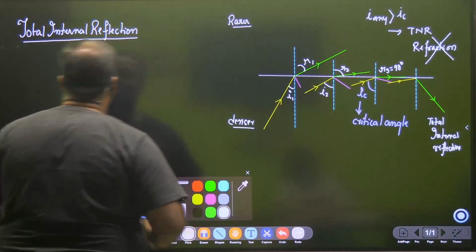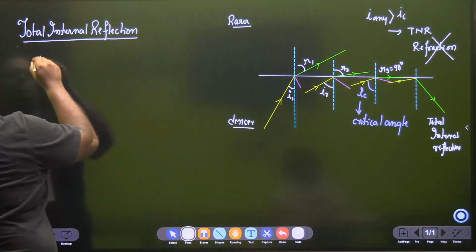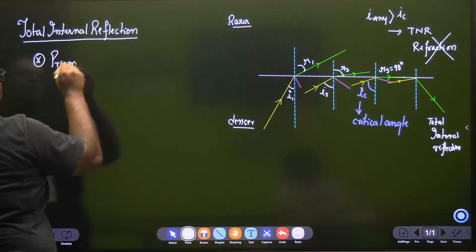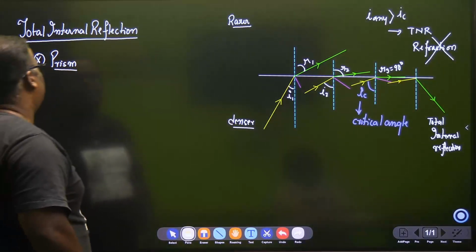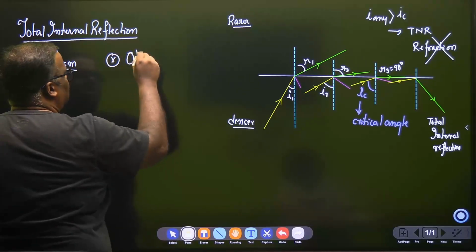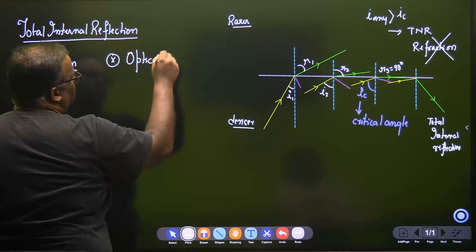Now, total internal reflection applications are seen in prisms. In a prism, we use total internal reflection, and another application we will study is optical fibers. Let's first see prisms and then we'll see optical fibers.